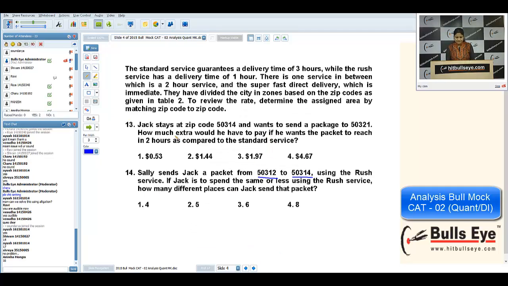Come to the question. If Jack is to spend, from the previous question we can say Jack is staying at 5314. Jack is to spend the same or less using the rush service. How many different places can Jack send that packet? I think Shivam, you have marked the first option.